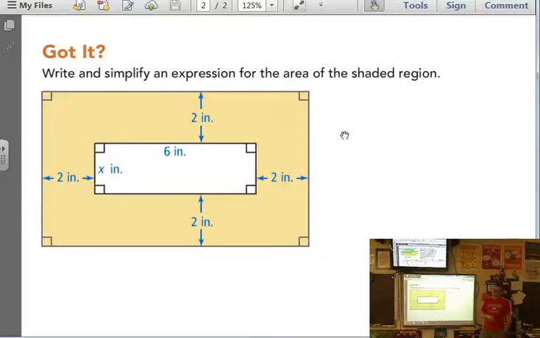I don't want numbers, I don't want variables. In general, how could we find the shaded region? Add all of the perimeter of the shaded region. Perimeter. We use perimeter for area.